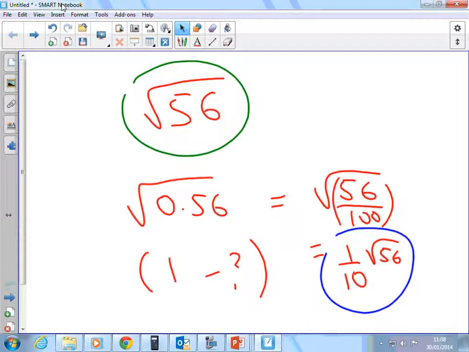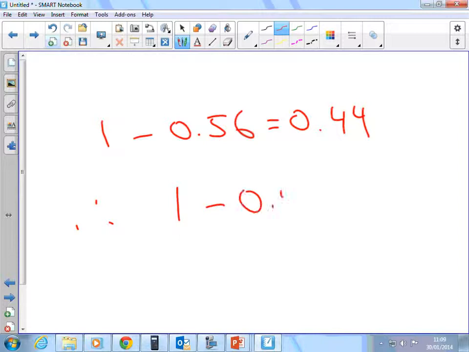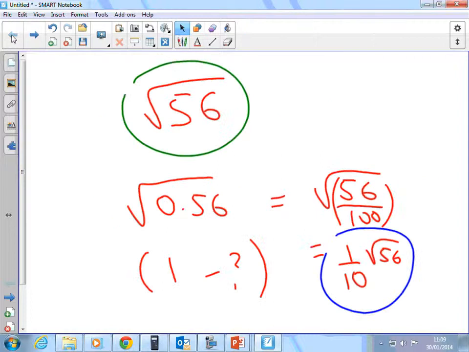So the key to it is how to make the number 0.56. Always the case, okay? So how do I get 0.56? Well, 1 minus what is 0.56? If you're stuck, you just do 1 minus 0.56, which gives me 0.44. Okay, so it's obvious. Therefore, 1 minus 0.44 is equal to 0.56. So if you're ever stuck and you can't see it in your head immediately, what goes here is 1 minus 0.56. That's the number you choose.